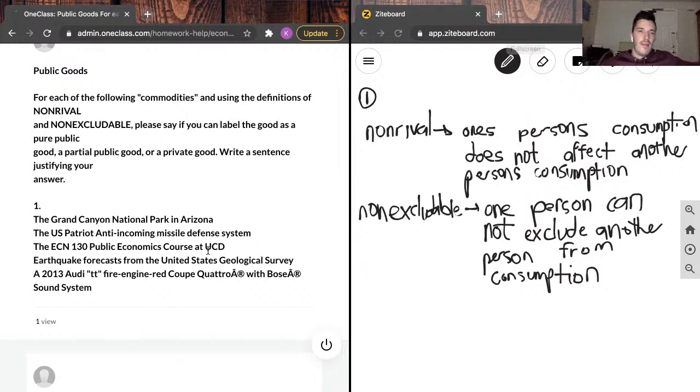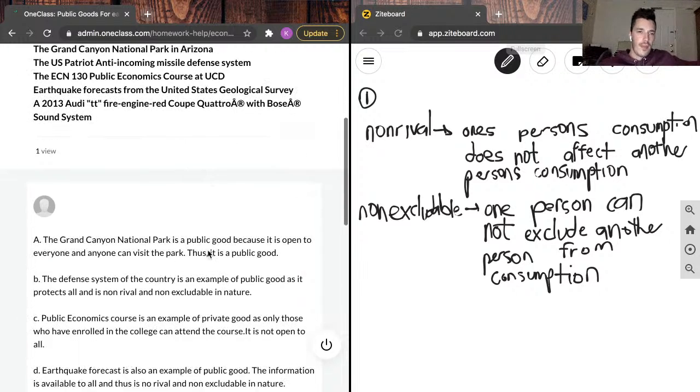They would like us to label the good as a pure public good, which is non-rival and non-excludable, a private good, which is rival and excludable, or a partial public good, which I believe is one of non-rival and excludable, or non-excludable and rival.